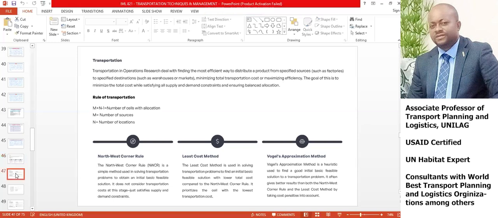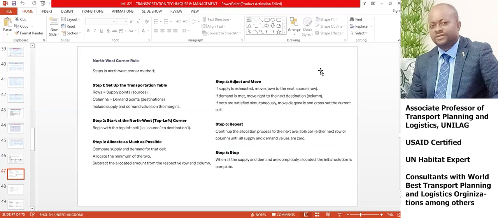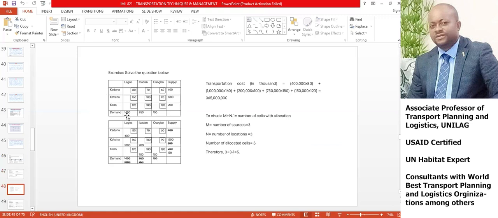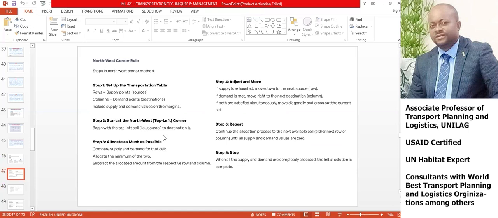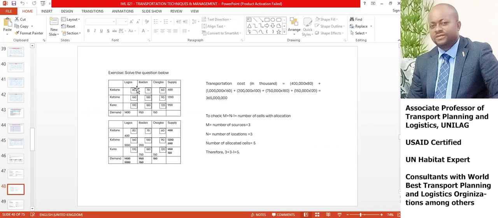So now let's go to our calculations. Look at this table. We want to solve this exercise. But before we get to the table, this is the first step. When you watch it, just follow the steps. This is the second step, this is the third step, this is the fourth, fifth, and this is the sixth step. What you do here is that you move the supply from here, you take it to Lagos. So what do you have left?